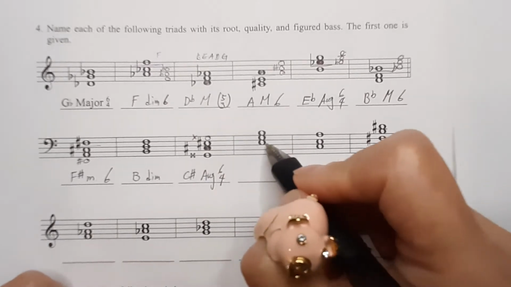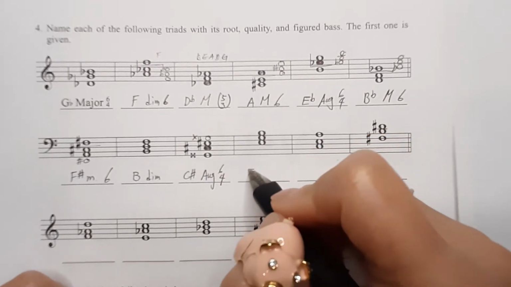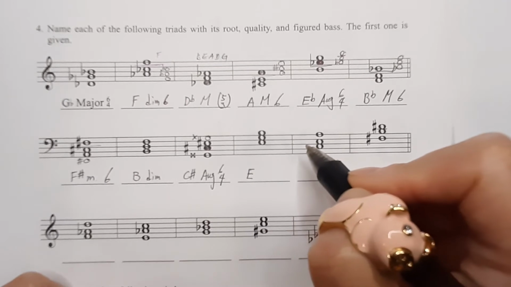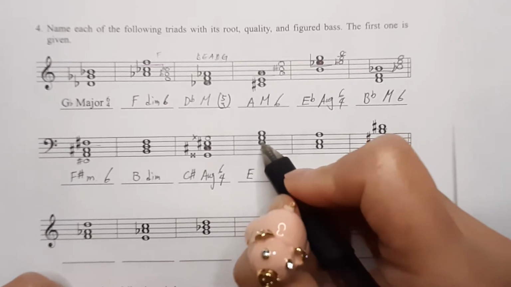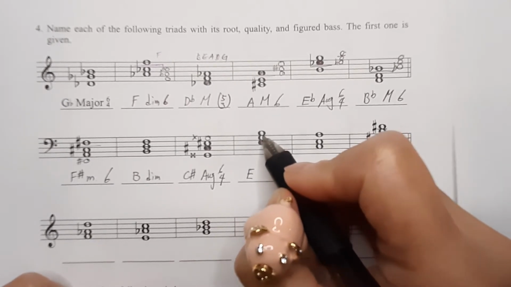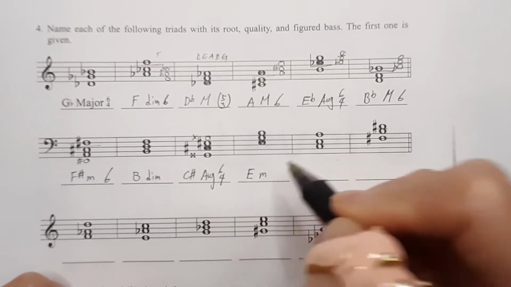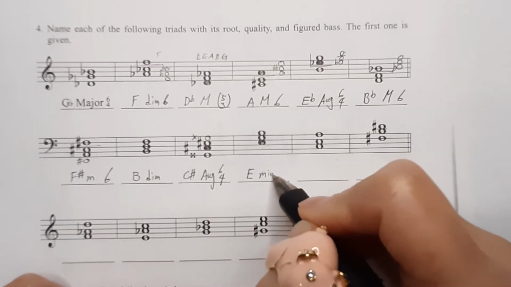Okay, next one. E, G, B. E something in root position. In the key of E, there's G sharp, but there isn't, right? It's not showing there, so it's a minor. E minor, 5/3.